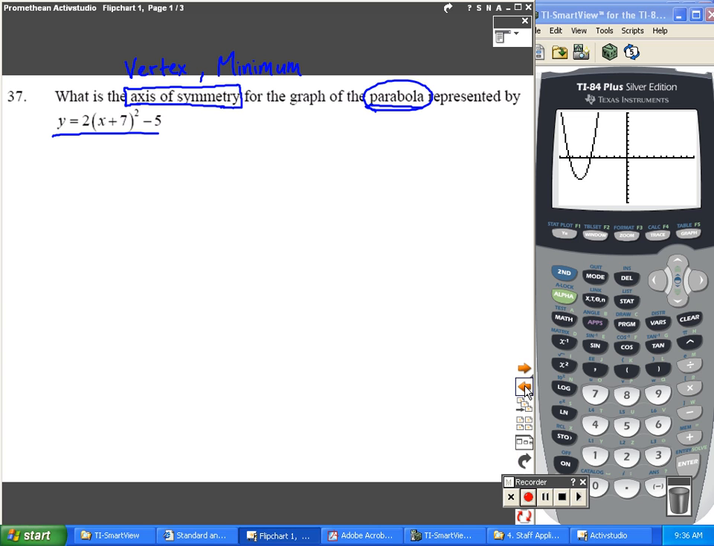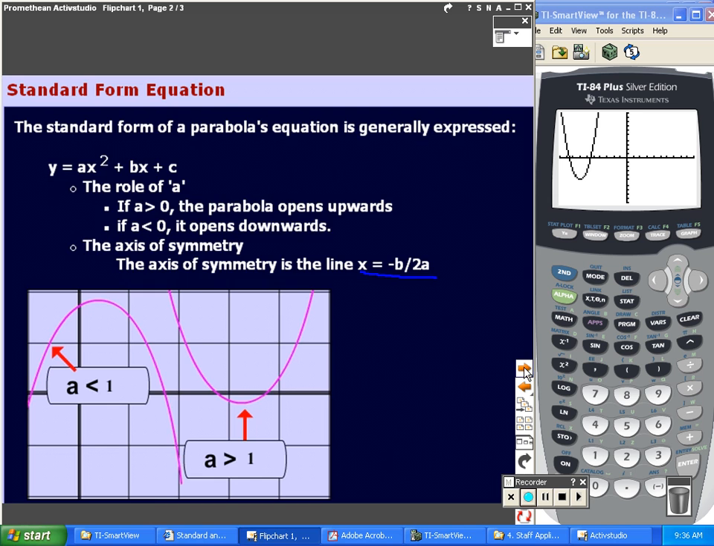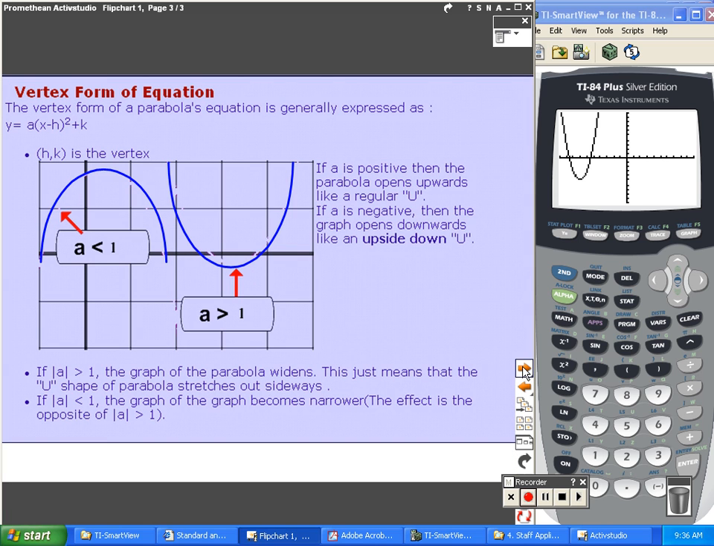In this case, they want our vertex, and our vertex can't be found in that way because we don't have standard form. We instead have vertex form. And that looks a little bit different. That's written y equals a, the quantity x minus h squared plus k, where (h, k) is our vertex.